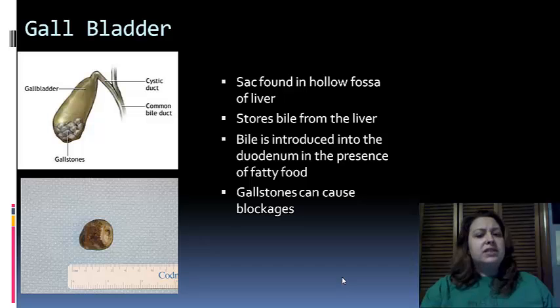And gallstones can cause blockages in the different ducts. Now, if they cause blockages, then they can actually become infected, and that can cause a lot of pain. Well, that's it for the accessory organs.